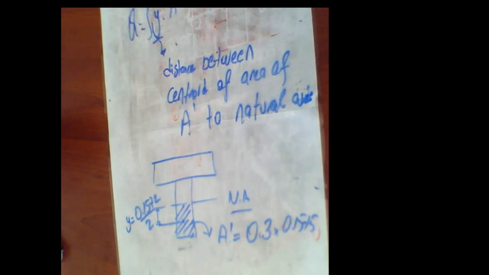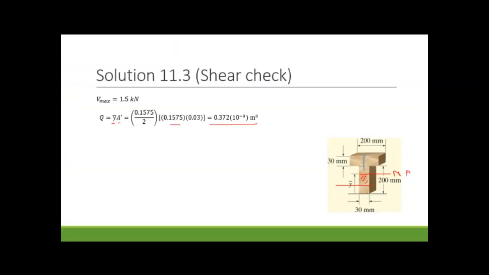Okay, I want to go back to the screen. I calculated the Q, then I will check the two levels. You remember Vmax times Q, I always forget the formulation, sorry, divided by I times t. Then I calculate 300 times 10 to the power 3 Pascal. It is smaller than the 800, therefore our section is satisfied. Therefore we don't have any problem with the shear check.